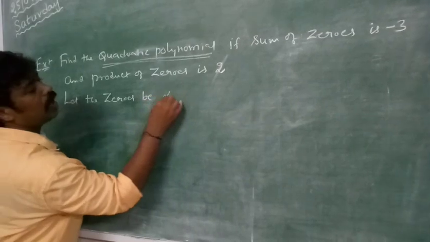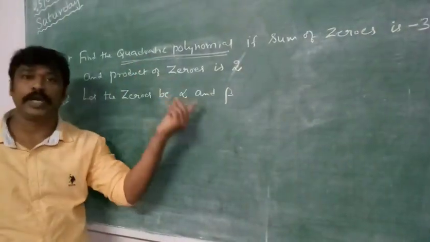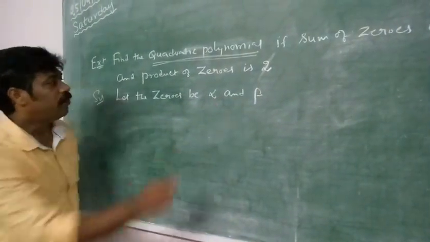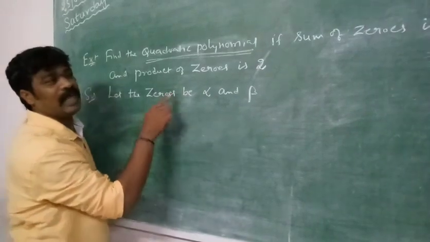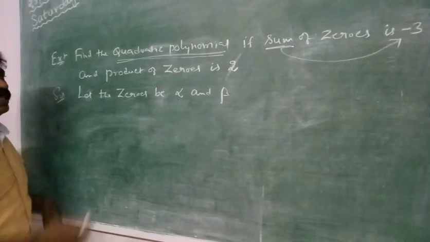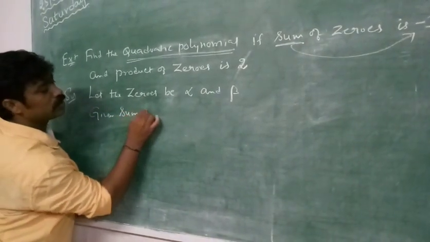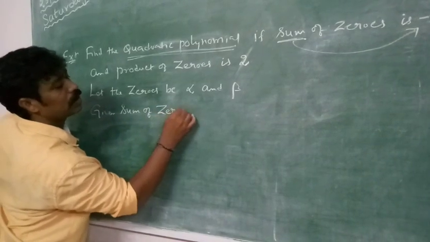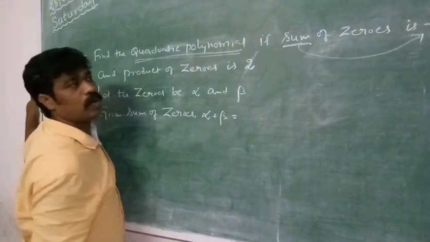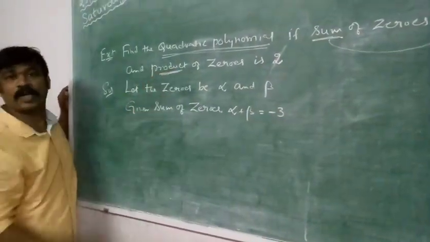Because it is a quadratic polynomial, we have to get only 2 zeros. So we are assuming one as alpha, another as beta. And if we assume alpha and beta as zeros, then what is given? Its sum is given as -3. Sum of zeros is alpha plus beta, which is equal to -3.